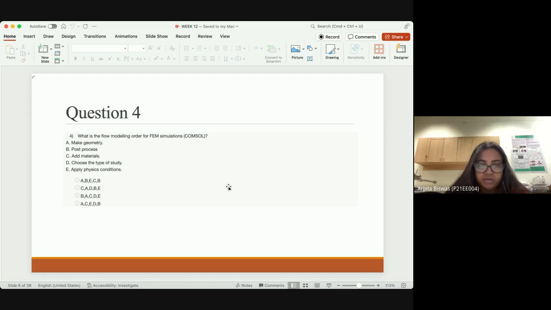What is the flow modeling order for the FEM simulation in COMSOL? The first option, A, is make geometry. The second option, B, is post process. Option C is add material. Option D is choose the type of study. And option E is apply physics condition. So you have to find out the right option.